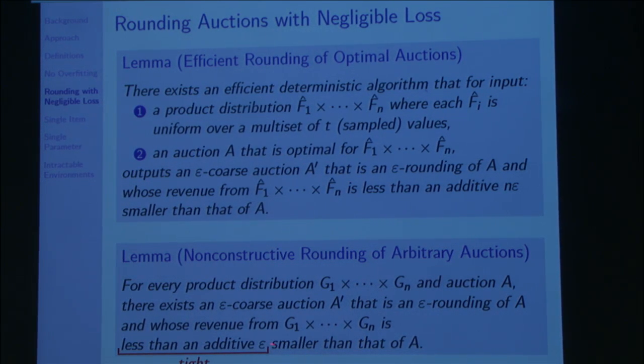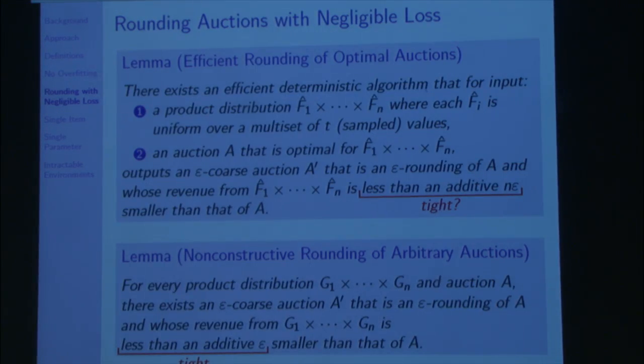And this less than additive epsilon is actually tight. You can't guarantee more than that when you round. Here we lose an additive n times epsilon because we need an efficient algorithm. We don't know whether that's tight. Maybe the n can be dropped here. I don't know. Could be an interesting question.